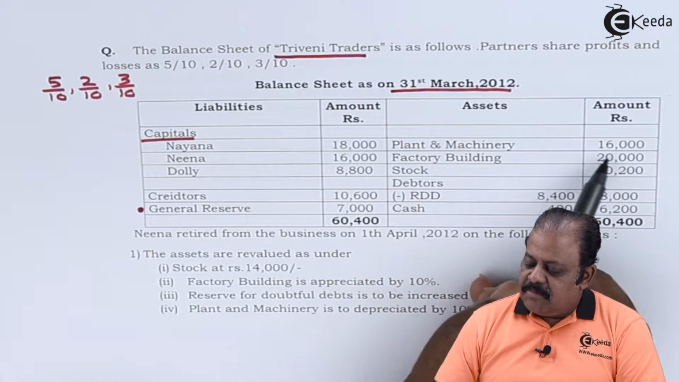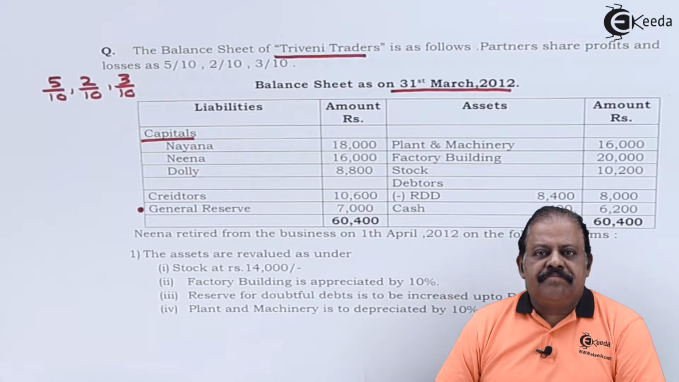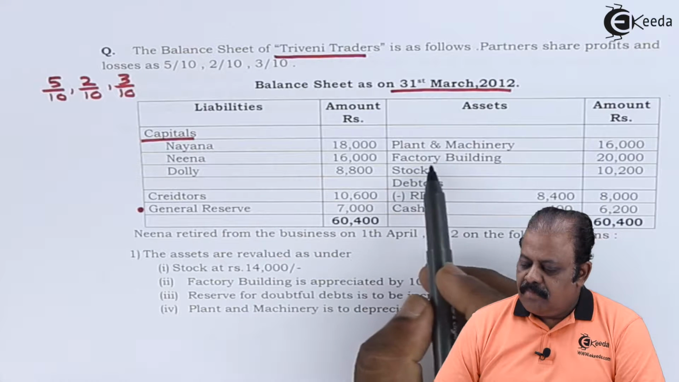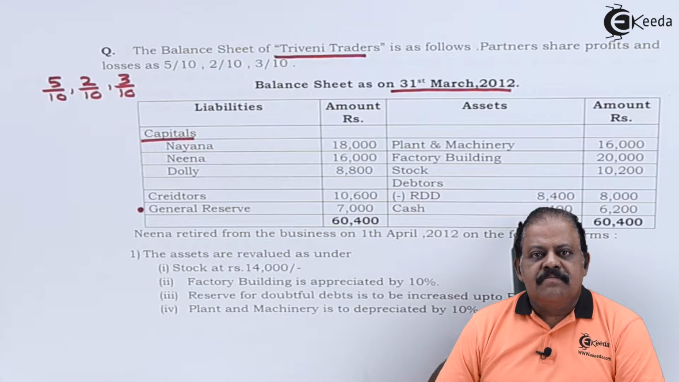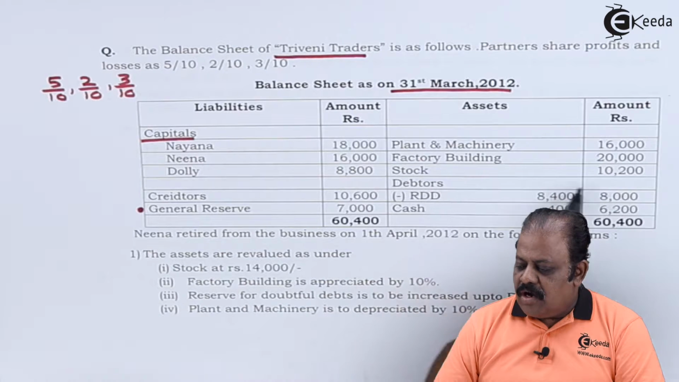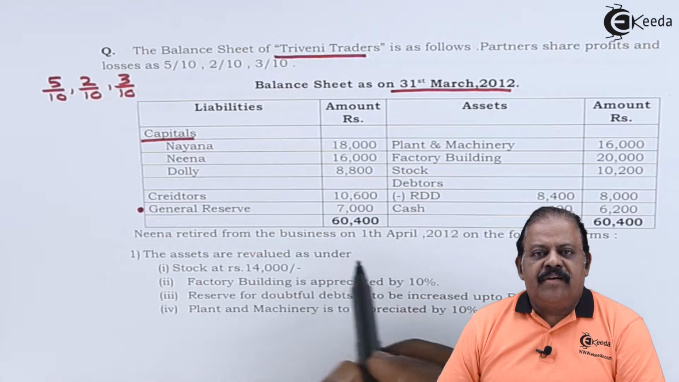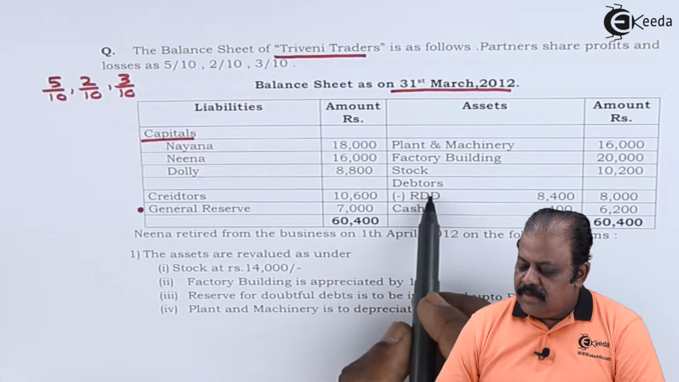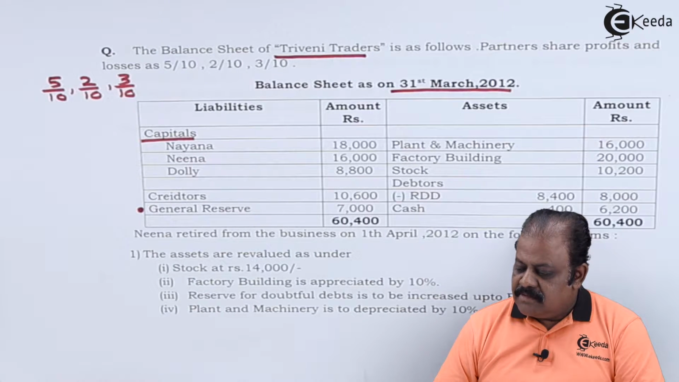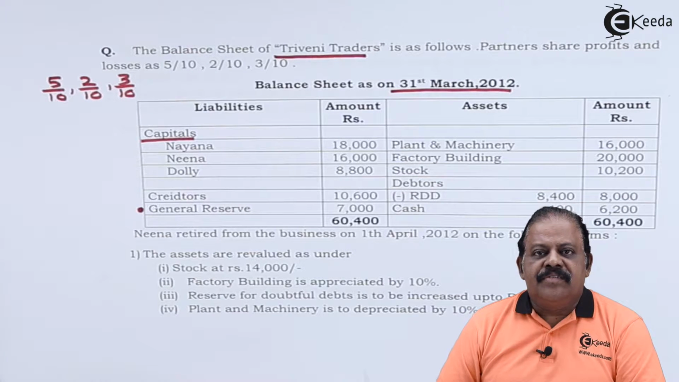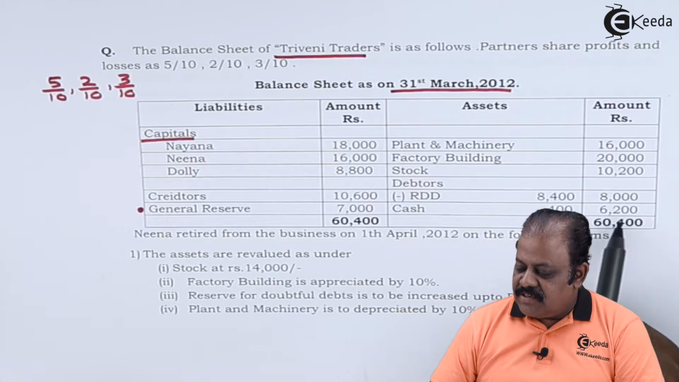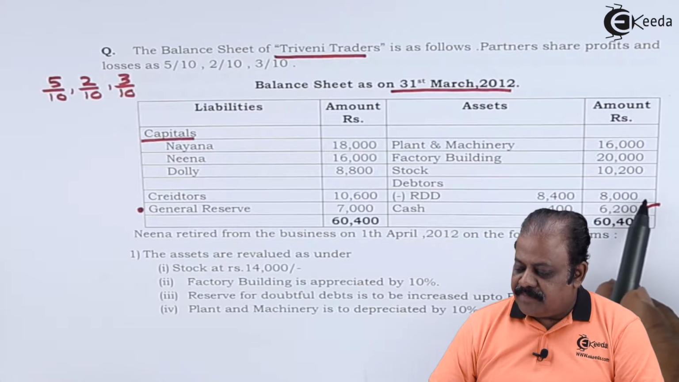Asset side: plant and machinery 16,000. Factory building 20,000. Stock 10,200. Debtors less RDD amount is 8,000. Cash 6,200.